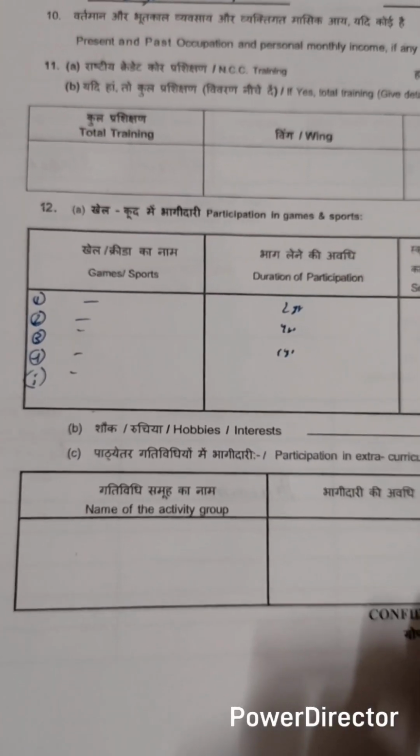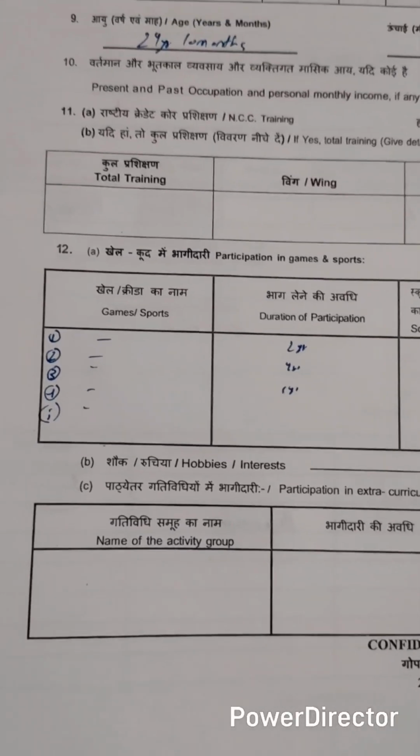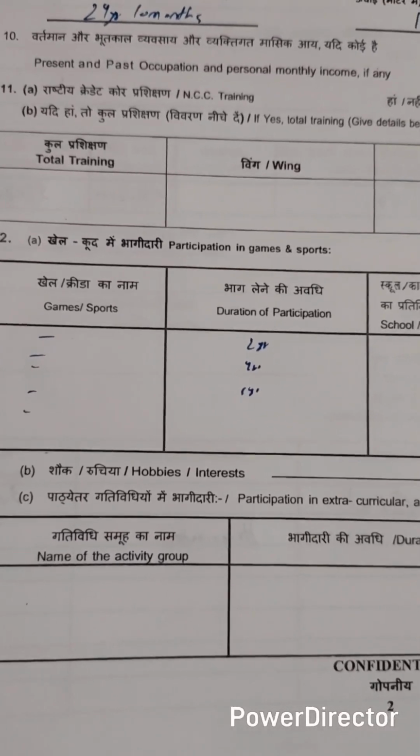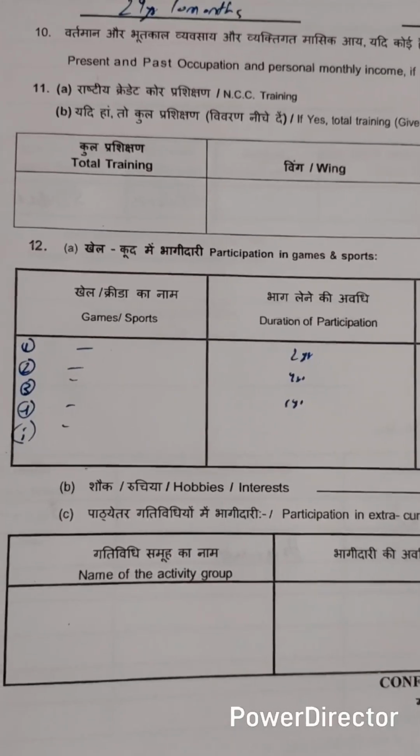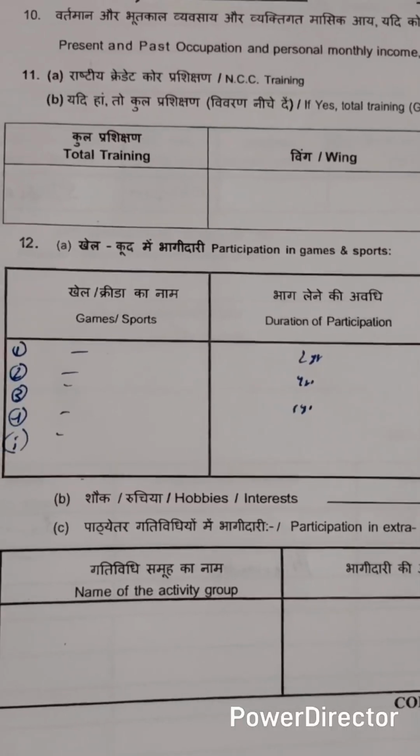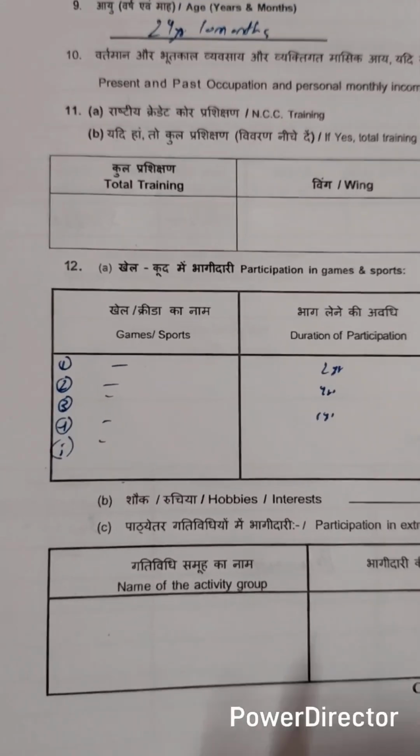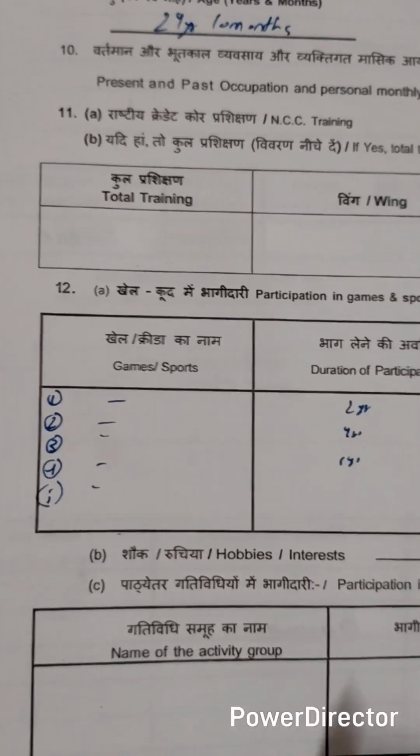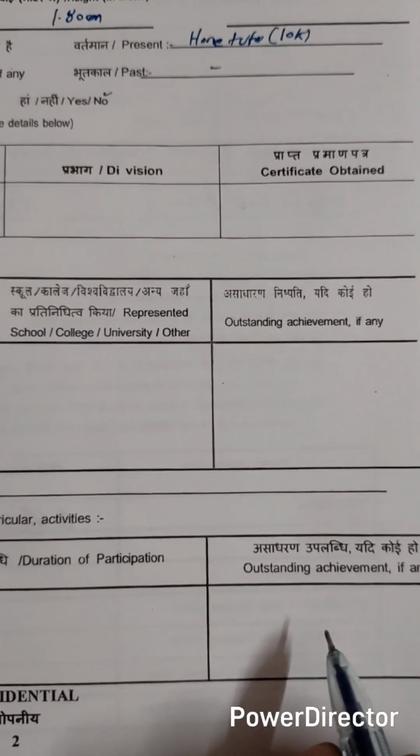Moreover, the C option is participation in extracurricular activity. Apart from sports, whatever activities you have participated in, you have to write that. If you have participated in marathons, march past, or the various events in school, your cultural events, those can be written. Activity name, similarly duration of participation, and similarly outstanding achievements.